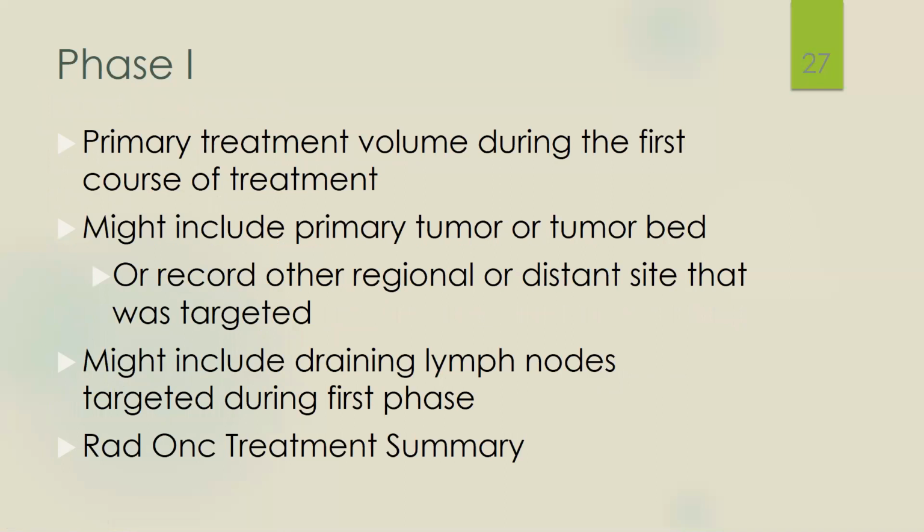So phase 1 treatment would include the treatment volume of the first course of therapy of radiation. It might include the primary tumor or the tumor bed. It could be a regional or distant site that was targeted. It could include draining lymph nodes targeted during the first phase. And this information comes from the radiation oncology treatment summary.